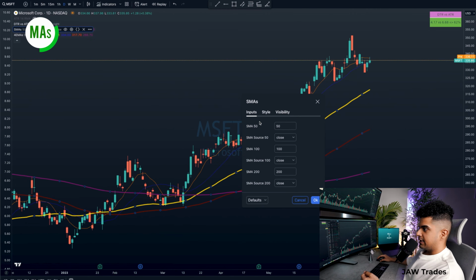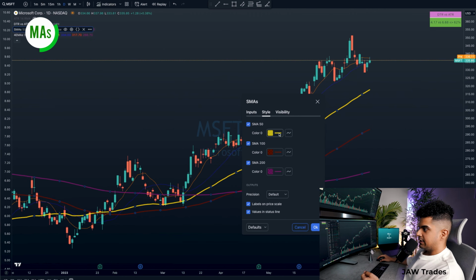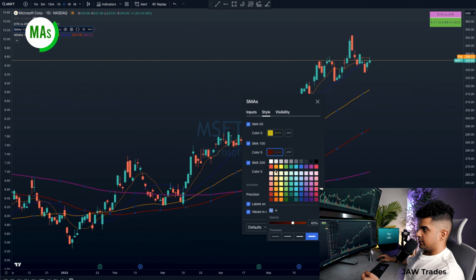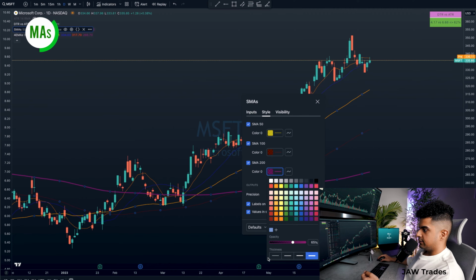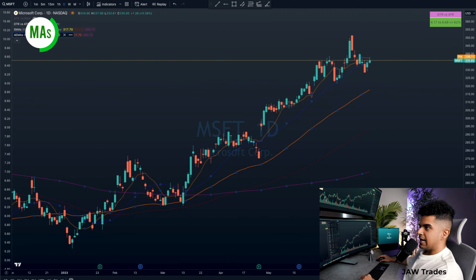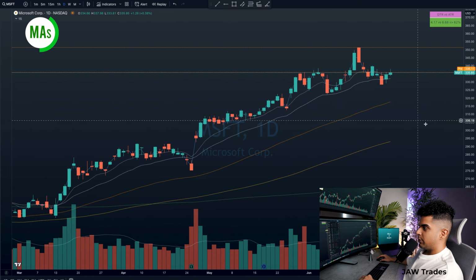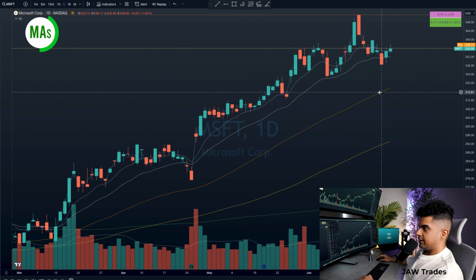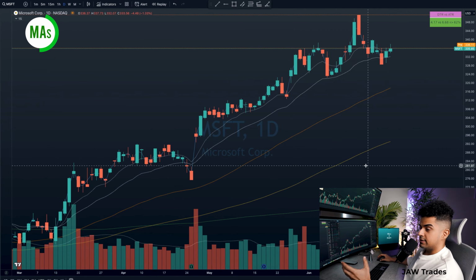Now we can reduce the thickness here. So we can go on style and change the thickness, opacity, change the thickness right here, change the thickness of this indicator, change the thickness of this line as well. So you can just make it the way you like. Personally, I have it like this. 9 and 20 EMAs for me are gray right here. This orange is the 50 SMA, 100 SMA, and the 200 SMA. So this is how I keep it.